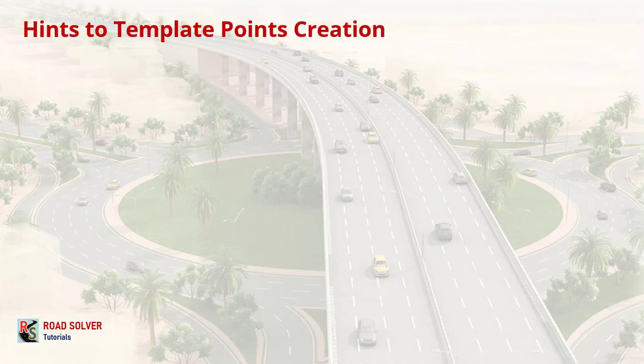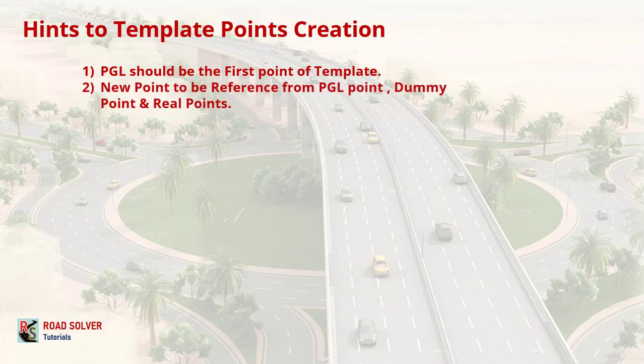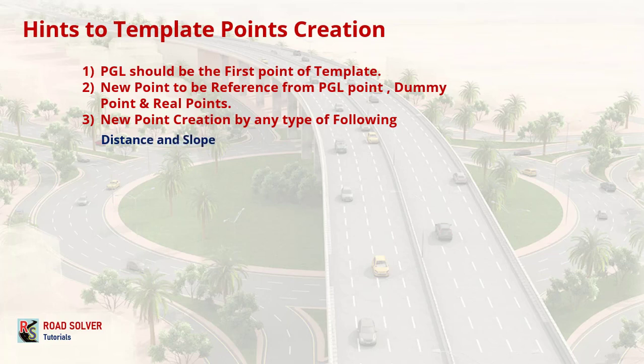Now, major hints required for template creation. PGL should be the first point of the template. Always, this PGL should be the first point. Then after that, the new point is referenced from the PGL point, dummy point or real point. The second creation of a new point should come from the PGL only. That will be a dummy number or real number. A new point can be created by any of the following: distance and slope, or distance and height, and two slopes and direction.